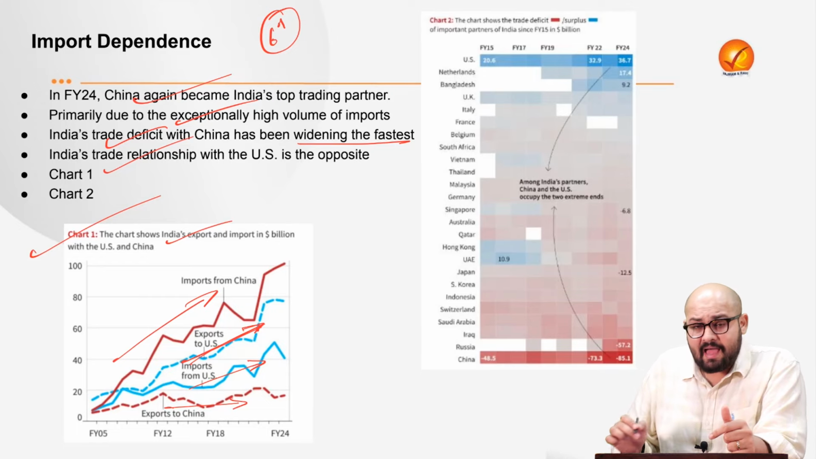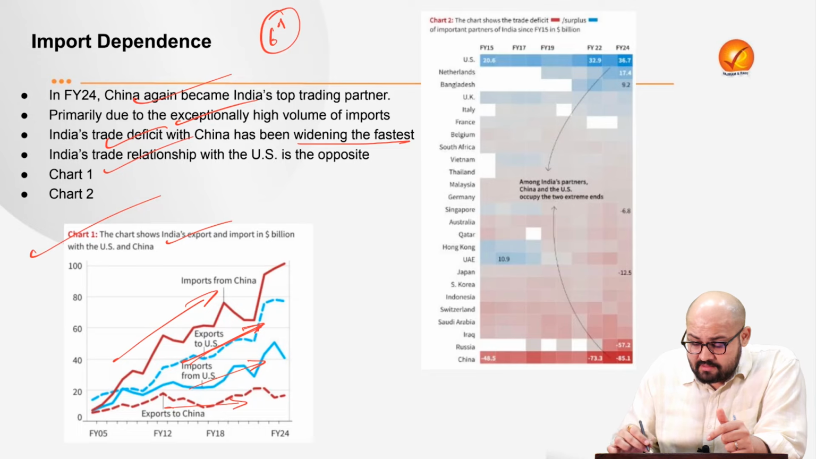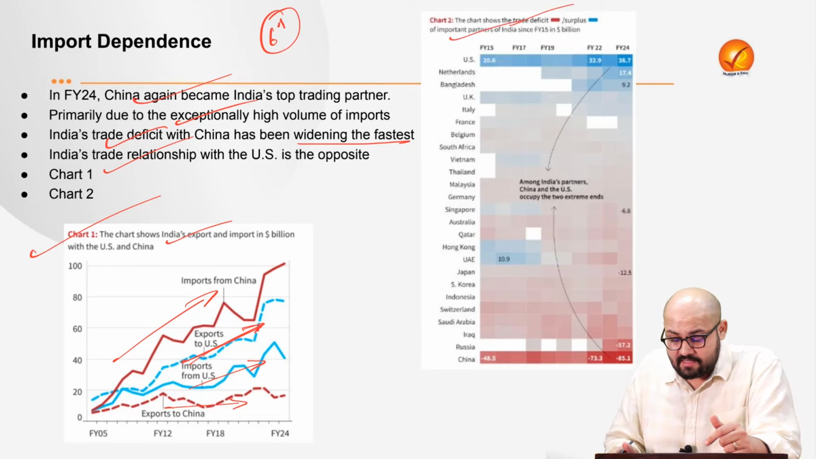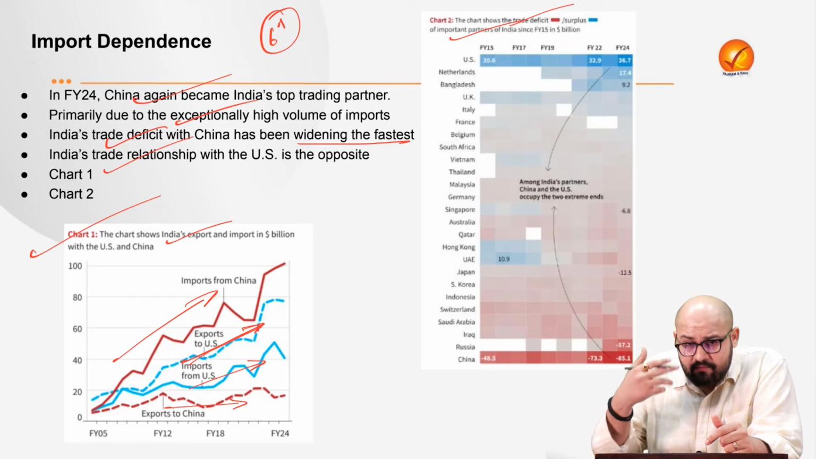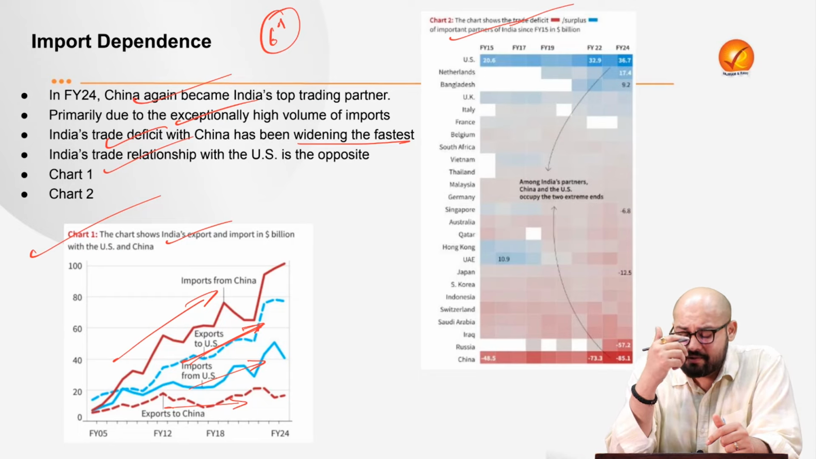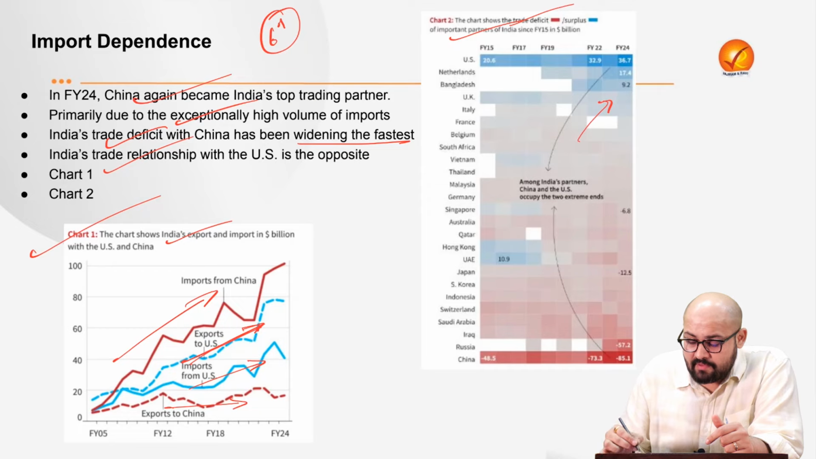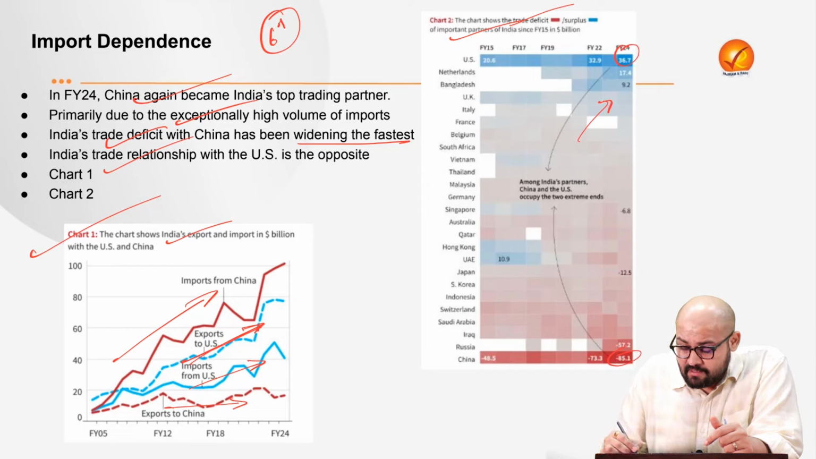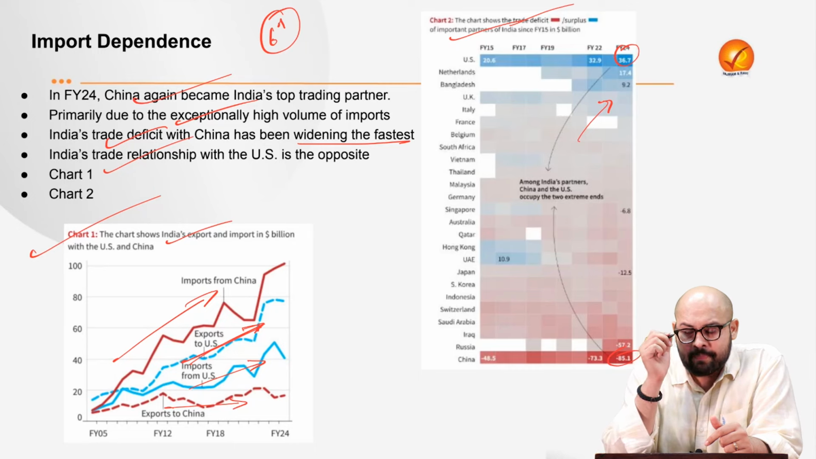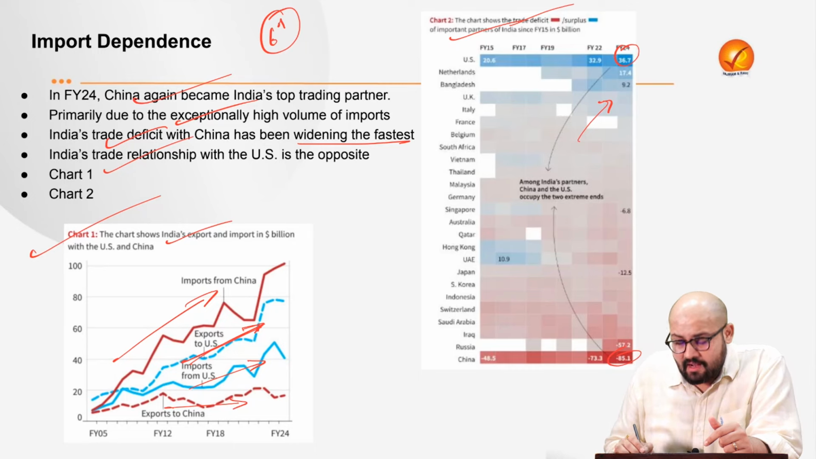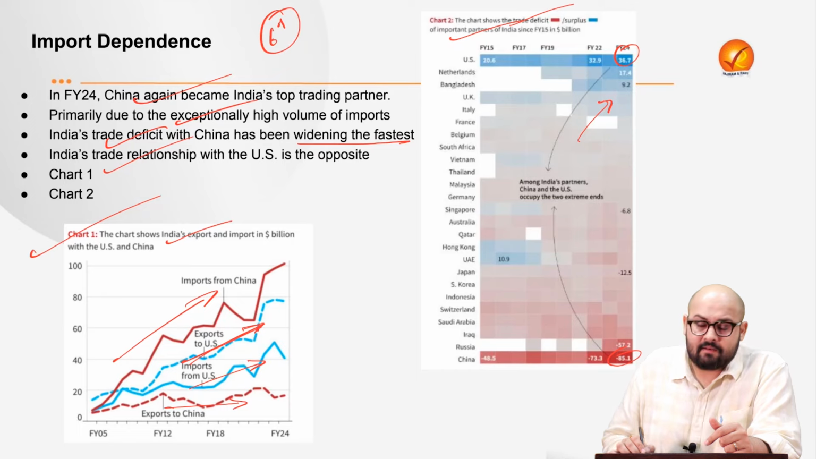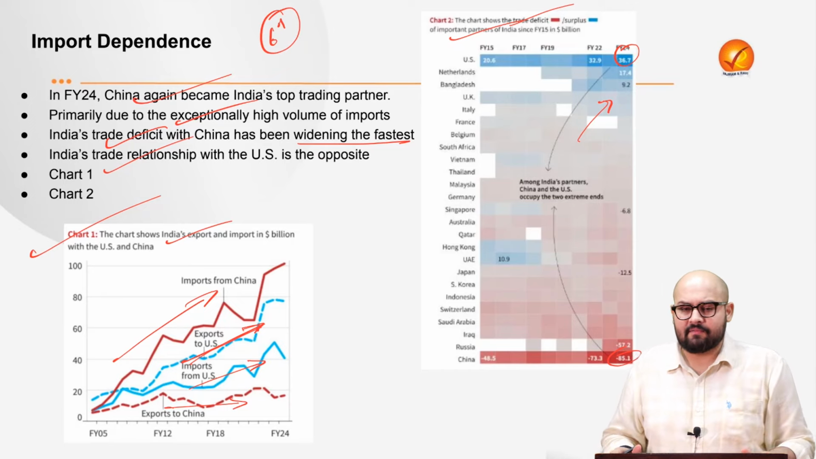If you just look at this chart too, it shows a trade deficit or surplus with important partners of India, right? You would see that we have China and the US at extreme ends, right? We have the US here, we have China here. With the US, India has a trade surplus of $36.7 billion. And with China, we have a trade deficit of $85.1 billion. So this is a huge deficit, right?